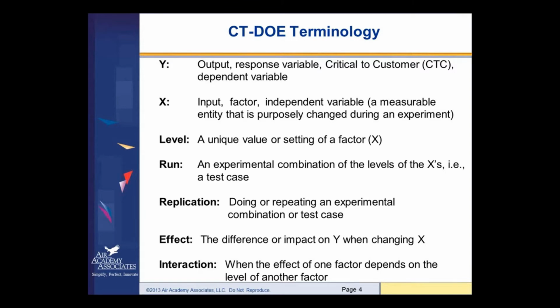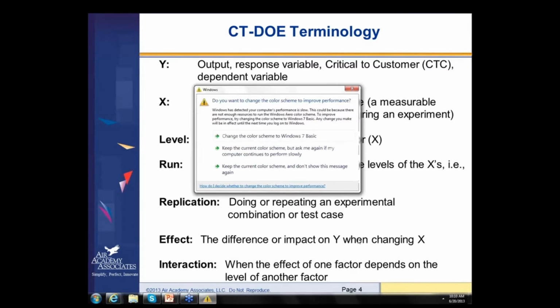X variables are independent variables. These are the entities that we are purposely and systematically going to change during a DOE or an experiment. The X's are also known as inputs or factors, and many times we call them factors.